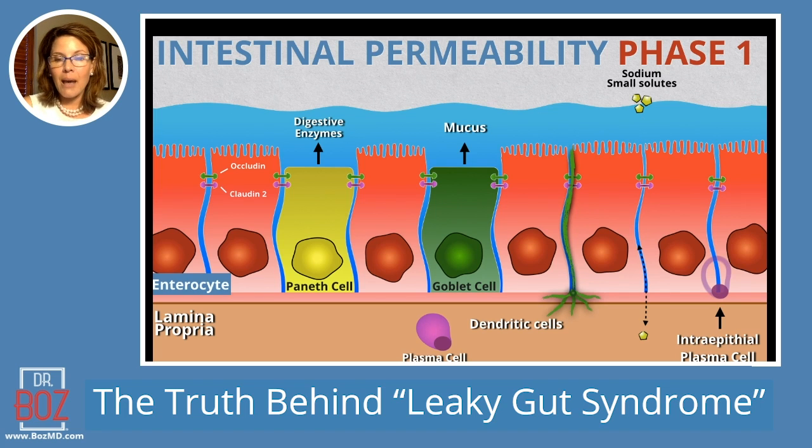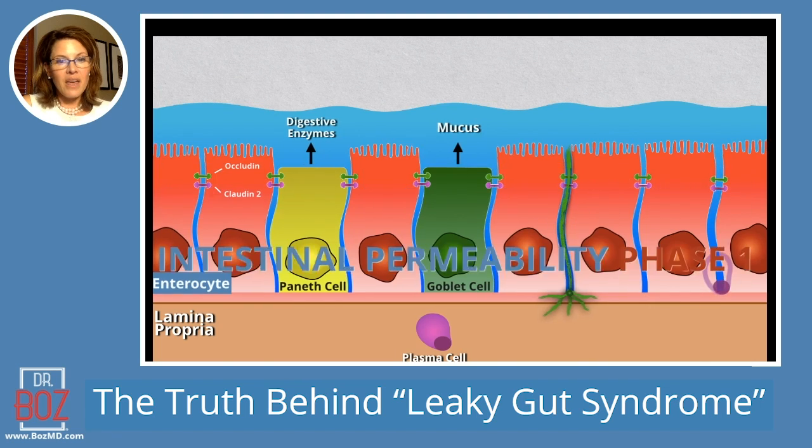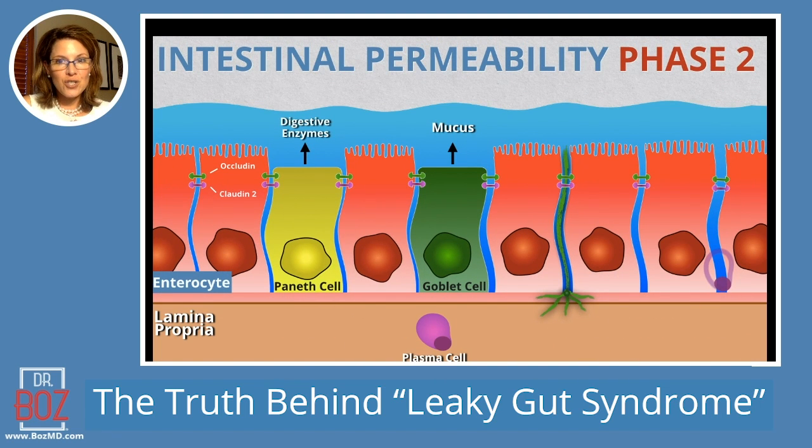We sure can't measure it with an X-ray or a CAT scan or even an ultrasound or a colonoscopy. We can't see it happening. It's super tiny, but it is there, rest assured. And those salt solutes are the only thing that gets through first. But then comes phase 2. And phase 2 has even more space between these cells.